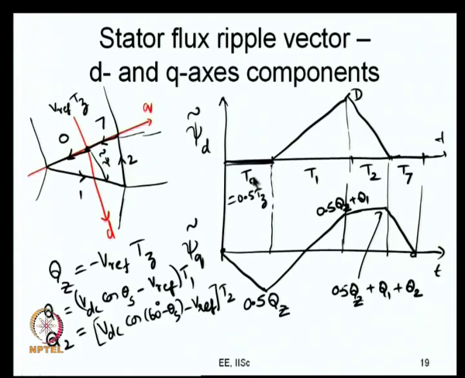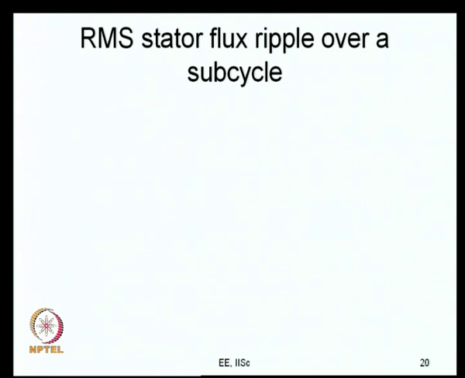And psi d tilde is also piecewise linear, but psi d tilde is 0 during the intervals whenever the 0 vector itself is getting applied. So, this is just to get some idea of the d and q axis components of the stator flux ripple vector, and these also correspond to the d and q axis components of the current ripple vector now. So, let us say how would you get the RMS stator flux ripple over a subcycle?